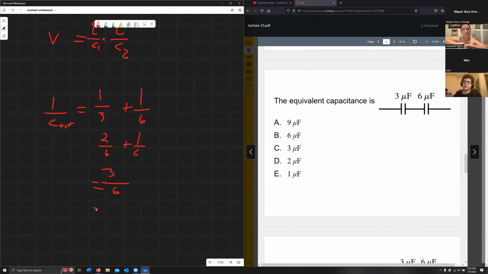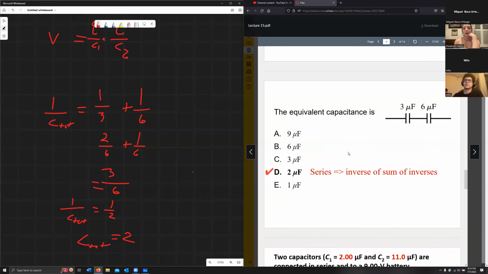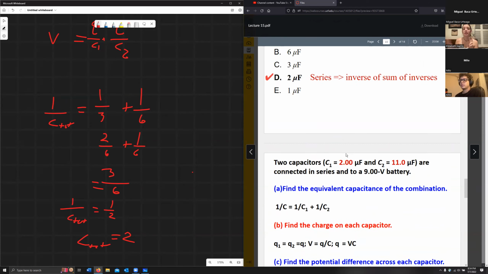Which is 1/2, or 0.5, which is, oh, but wait, no, it's D. Hold on, I messed up. So a little rule of thumb. This is 1 over C total. So you want to flip this. C total is 2. Reciprocal, and then divide. Inverse of sum of inverses. Yep, that's easy. So for series, it's invert.